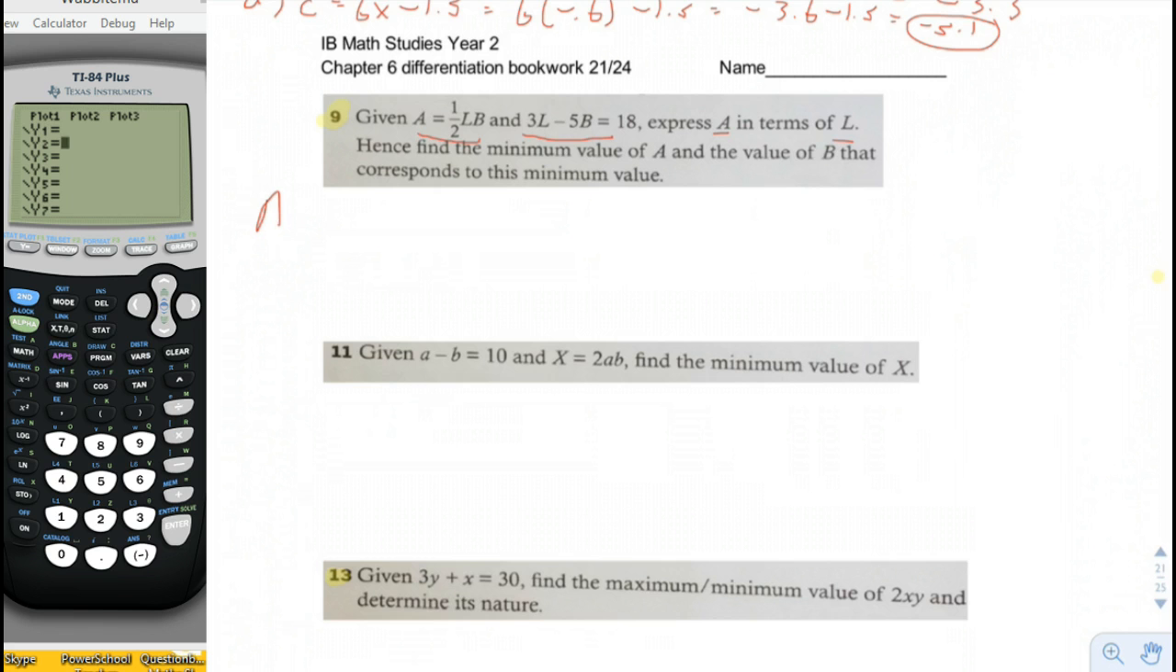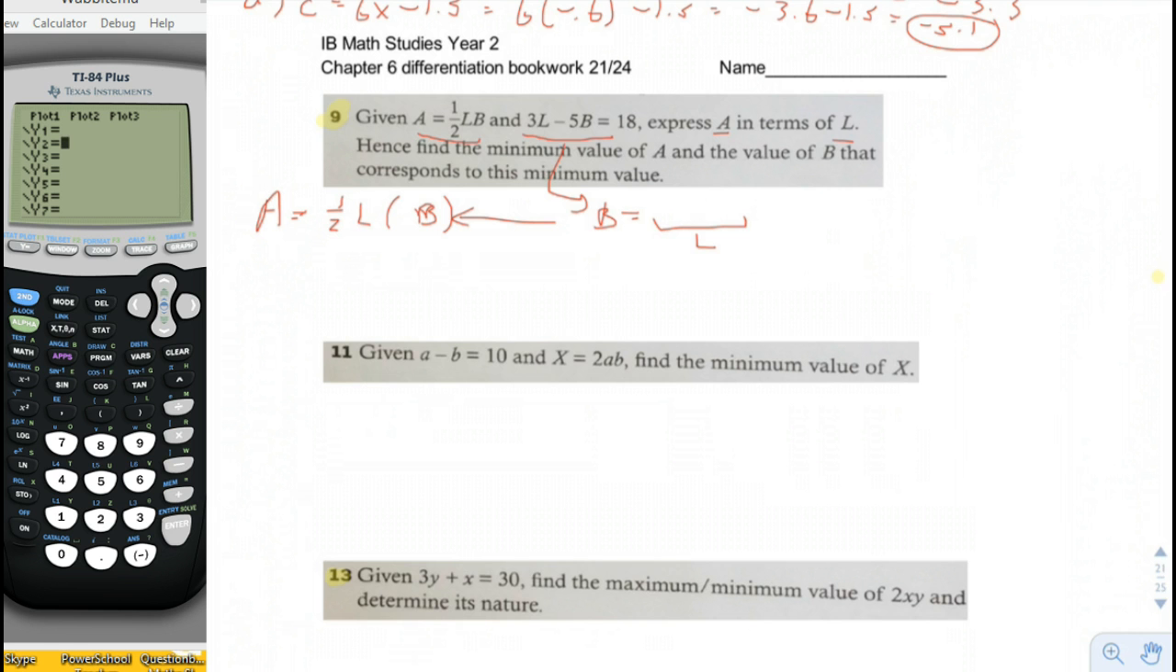Okay, so A in terms of L, that means we have A on the left, and on the right we have just the variable L. Well, we got this variable B here. So how do we get rid of the variable B? Well, we use the constraint equation because the constraint equation relates B with L. So all we need to do is say, B equals something with L in it, and then we'll substitute in for B and get rid of it.